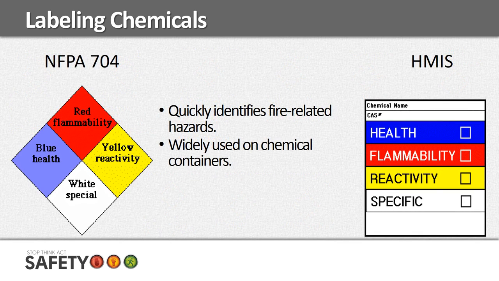In addition to the OSHA required labels, you may also see some chemicals with the National Fire Protection Association 704 or HMIS labels. The purpose of these 2 labels is to help first responders quickly identify fire-related hazards associated with a chemical, and they are often included on chemical containers and SDSs. A number from 0 to 4, indicating severity, is included in red, yellow, and blue sections, with the white section reserved for special symbols.